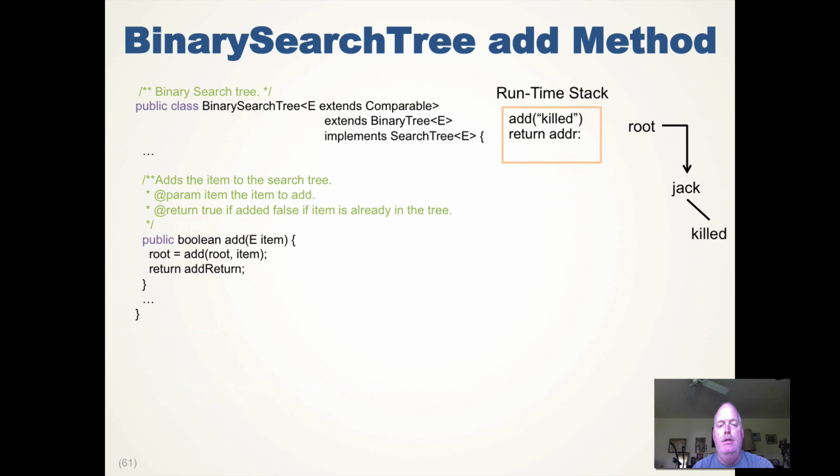So by returning each of the nodes as we pop up the runtime stack, we modify the left or right depending on where we need to add the item in the tree, and then we keep popping up and returning, and eventually the modified root is assigned to root, and we remembered whether or not we were successful at adding the item, and we return that boolean. So that's how we do the adds. A little bit complicated, but not too bad.